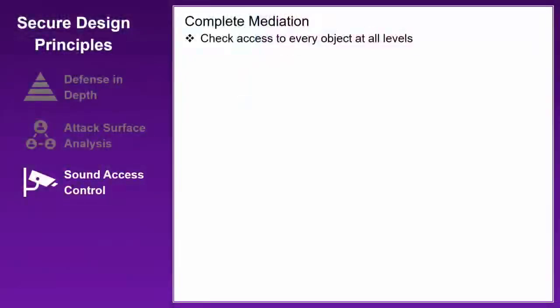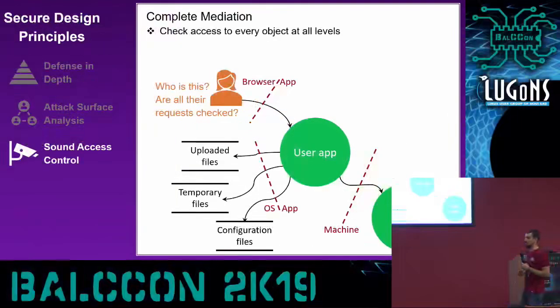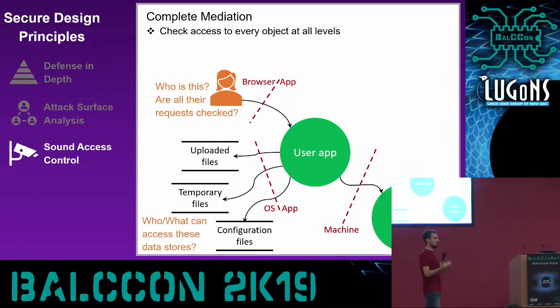The first principle we're looking at is complete mediation. And this is basically check everything always. For the example from a few slides back, we should be asking the questions, who is this user that's communicating with our application? Do we check all the requests that he or she sends? And who has access to the files? Are all requests checked? Is all access tracked?